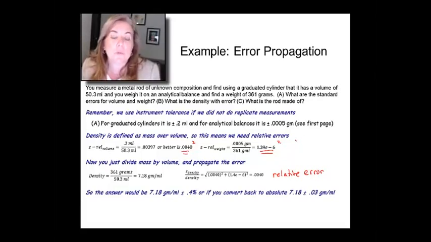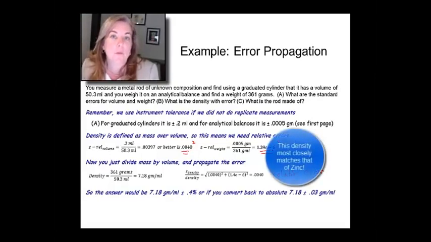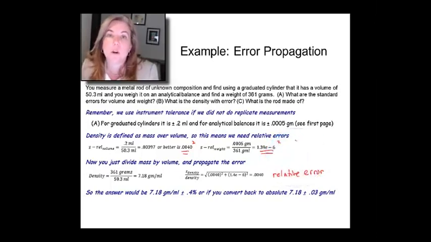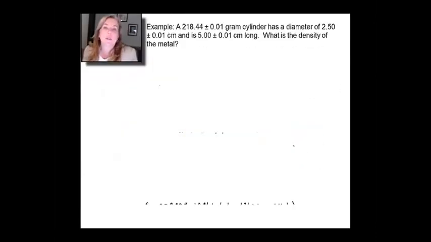So the answer that I would report would be 7.18 grams per mil. That's just the average. And I would do plus or minus 0.4%. If you convert back, take 0.4% times the 7.18, you can calculate the absolute error to be 0.03 grams per mil. Let's do another example.